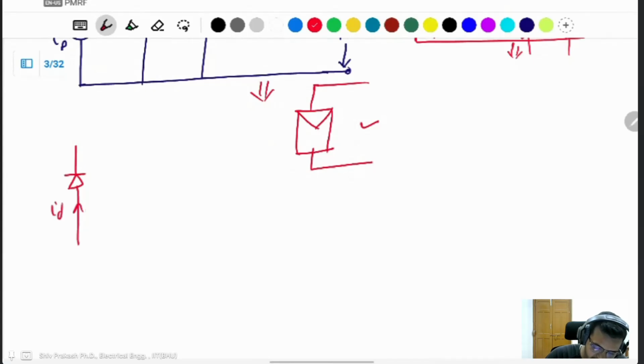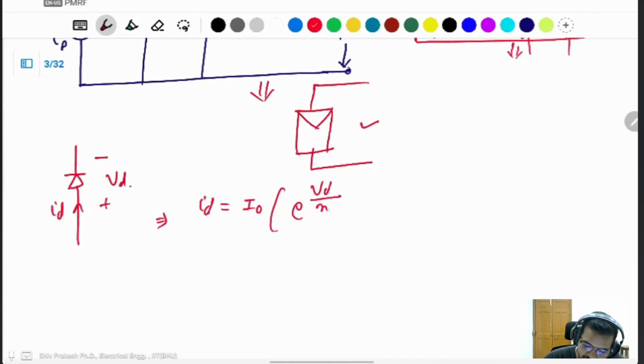Your diode current flow is this ID and the voltage across this is, suppose, VD. Then what is the ID, or diode current? Diode current depends on the reverse saturation current into e to the power VD divided by NVT, minus 1. This will be any diode current flowing through any diode.